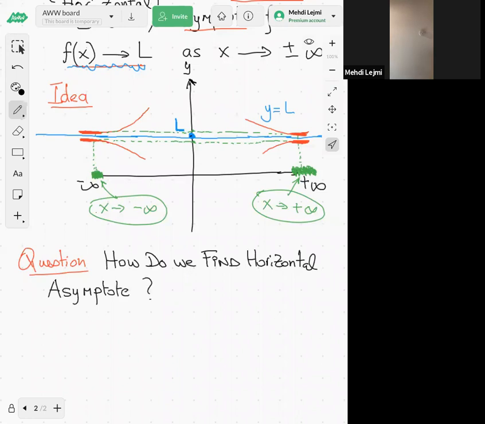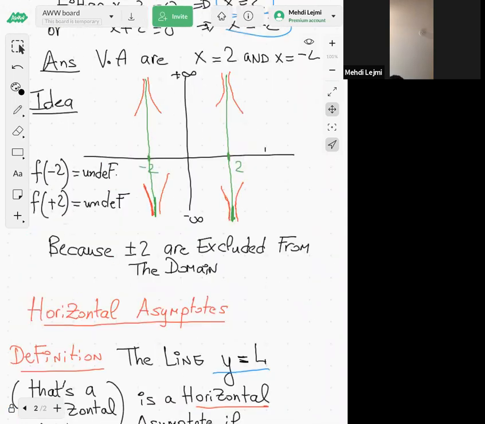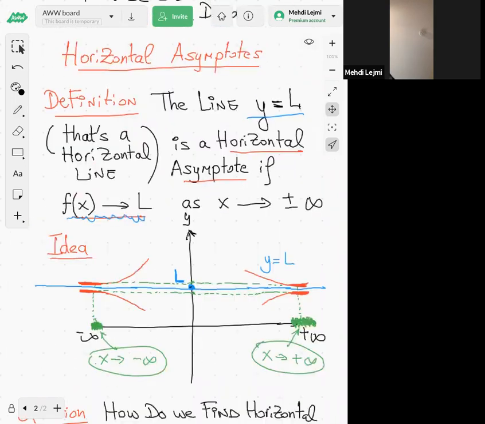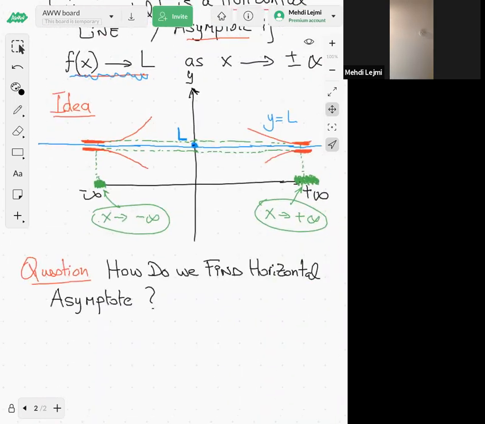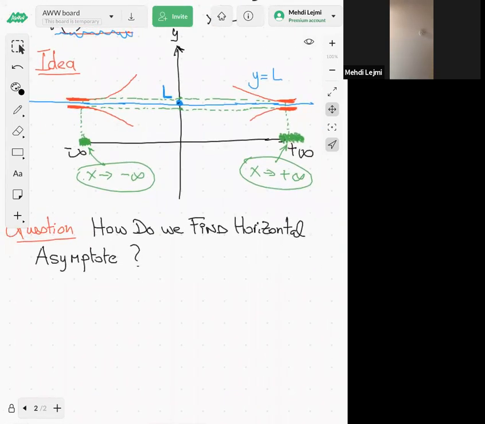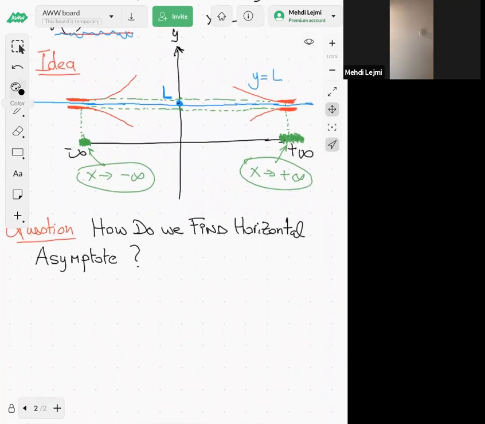Well, the difference between horizontal and vertical asymptotes: in vertical asymptotes, you could have 2 vertical asymptotes, right? Or more than 2, or you could have just one vertical asymptote. It depends where the denominator is 0. Now, for the horizontal asymptote, the good news is you're going to have either only one horizontal asymptote or 2 horizontal asymptotes.